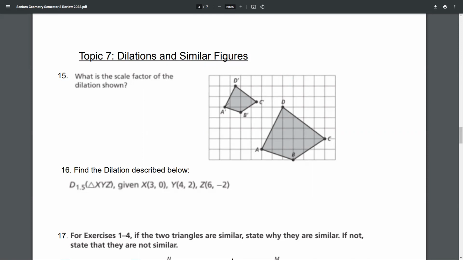So there's two ways to do this. The first way is to find the center of dilation, which we're not going to be able to find here because it's going to be off the charts. So the second way is we're going to look at how long the sides of this figure are, and we're going to compare it to the corresponding side on the other one. So you're going to start by picking 2 points. I'm going to pick A and D.